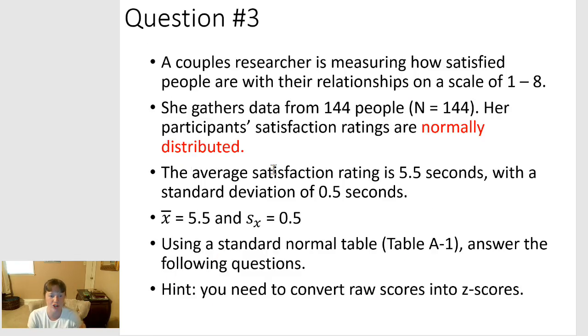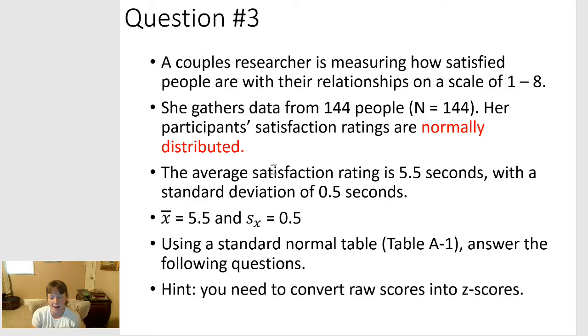And now we get to question 3, which puts it all together and requires you to use the standard normal table in the back of your book to answer some interesting questions about the probabilities of being between or above or below different scores on a normally distributed variable. So let's read the problem.